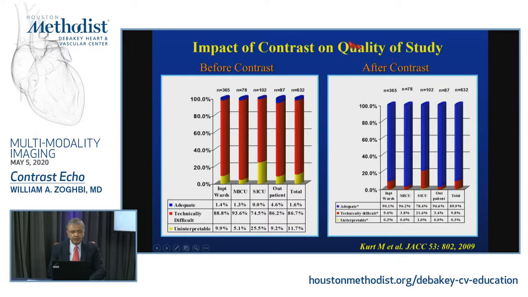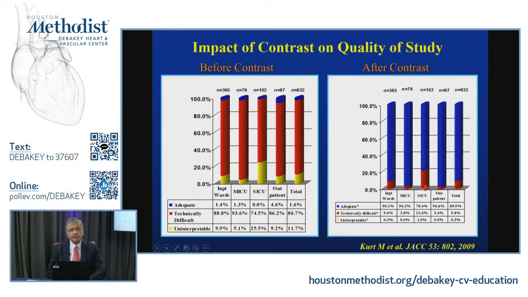In yellow are uninterpretable studies. You couldn't interpret anything. In red is technically difficult studies, okay? So by design, it was technically difficult studies in the vast majority, and the sonographer basically made that determination of when to use contrast. After contrast, we had a sliver of uninterpretable studies in the surgical intensive care unit, a higher percentage compared to others. It's still technically difficult studies, so it doesn't eliminate that. But notice the major change, that the vast majority now becomes interpretable, okay? Inpatient ward, MICU, SICU, and the outpatient setting, and this is the total, okay?